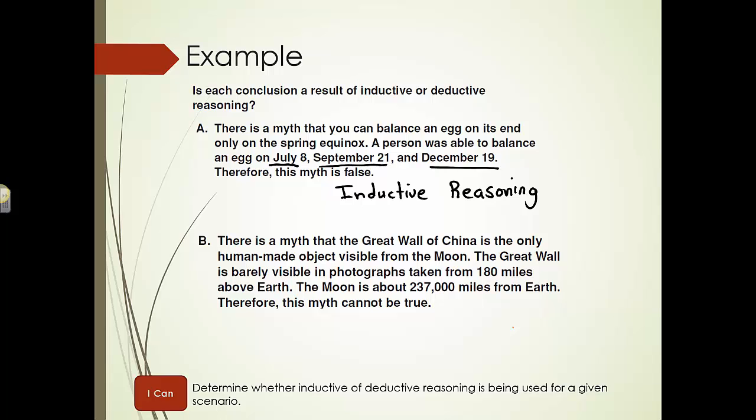So this is actually an example of deductive reasoning. Why is it deductive reasoning? Because we used facts and logic to draw a conclusion, not specific instances or cases. What were the facts that we used? We knew that it was barely visible 180 miles above the Earth. We knew that the moon was 237,000 miles from the Earth. And so we drew a logical conclusion that it definitely could not be seen from the moon. So those are the two differences between inductive and deductive reasoning.